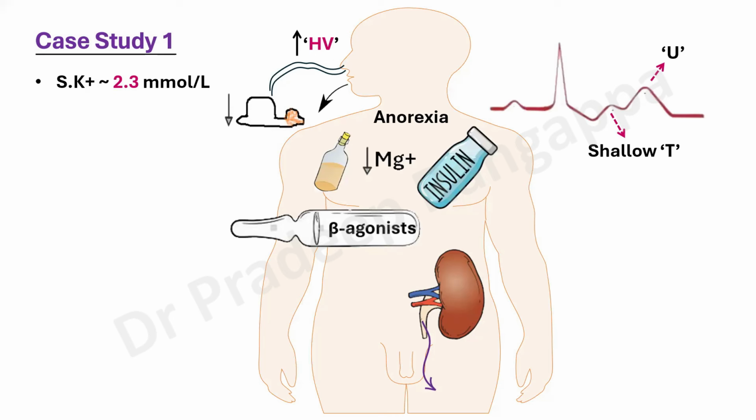Because it's the opposite: in hypokalemia, T waves become shallow. In hyperkalemia, T waves become very tall. And the U wave is an additional wave that comes in hypokalemia. Okay, so these are some of the features.